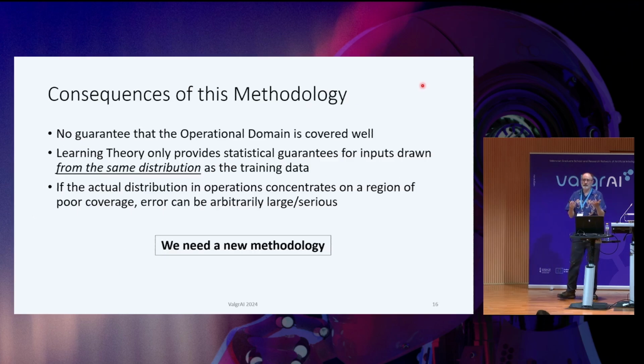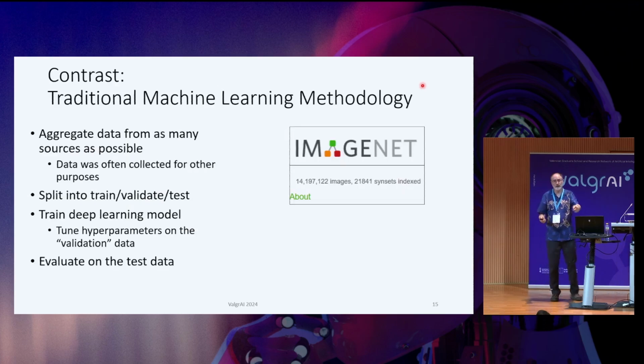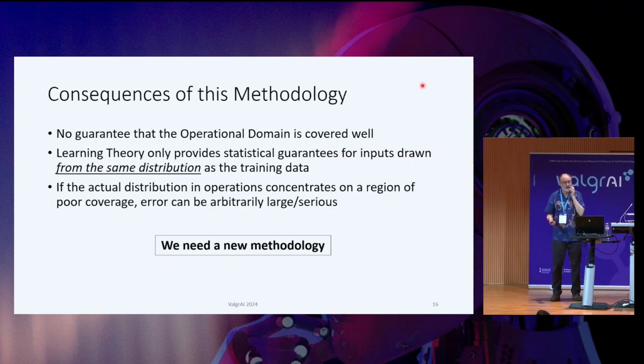But this has a lot of shortcomings, right? It does not guarantee that the operational domain, whatever that would have been, is covered. There was nothing about the operational domain here when we were collecting the data. We also don't get any kind of strong verification that the machine learned model is accurate for the safety critical system.